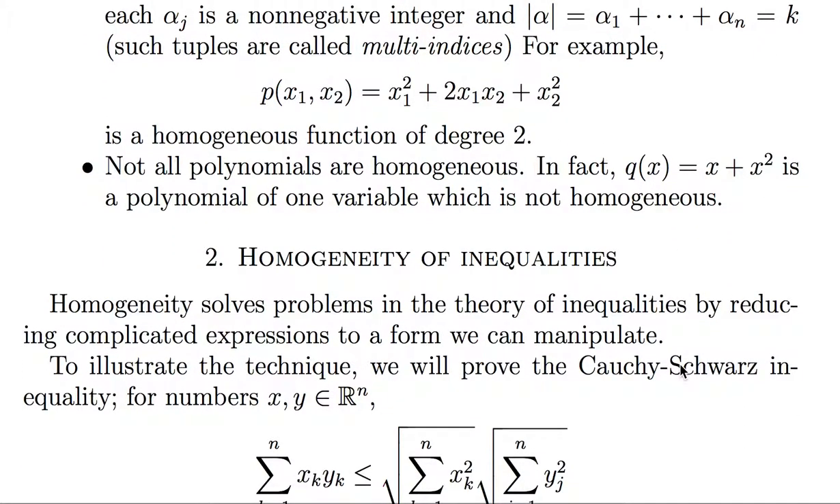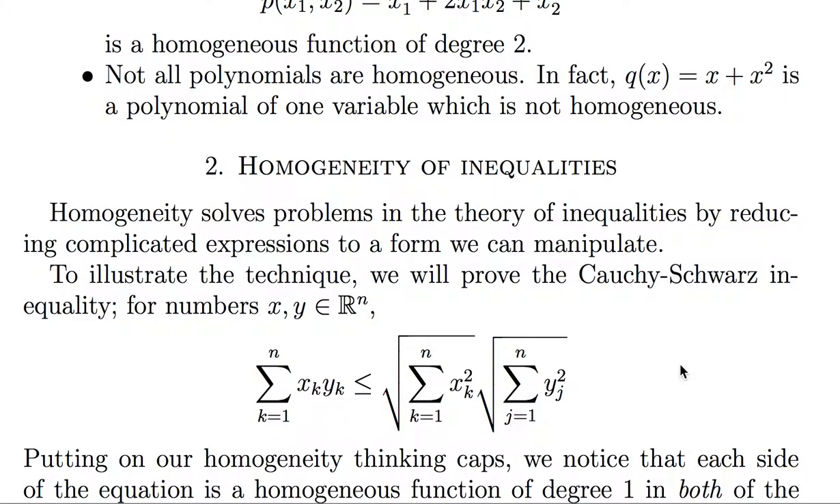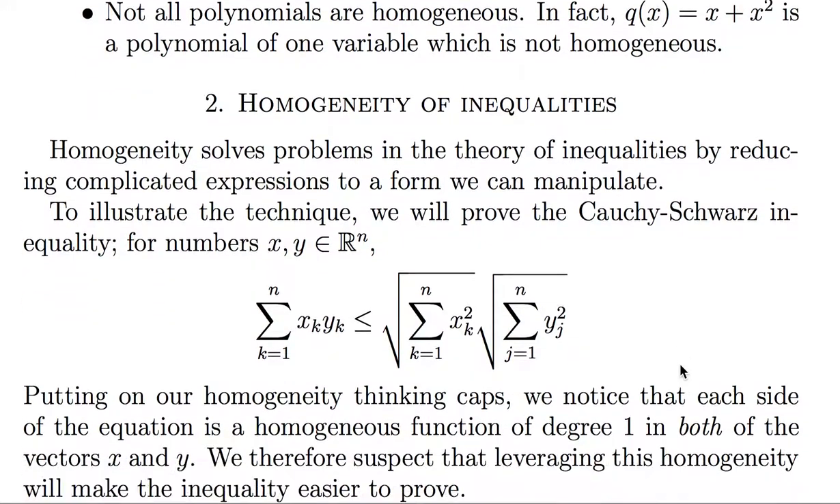Homogeneity of inequalities. Homogeneity solves problems in the theory of inequalities by reducing complicated expressions to a form we can manipulate. To illustrate the technique, we will prove the Cauchy-Schwarz inequality for numbers x, y in R^n. The sum over k from 1 through n of xk yk is always less than or equal to the square root of the sum of xk squared from k equals 1 through n, times the square root of the sum of yj squared from j equals 1 through n.